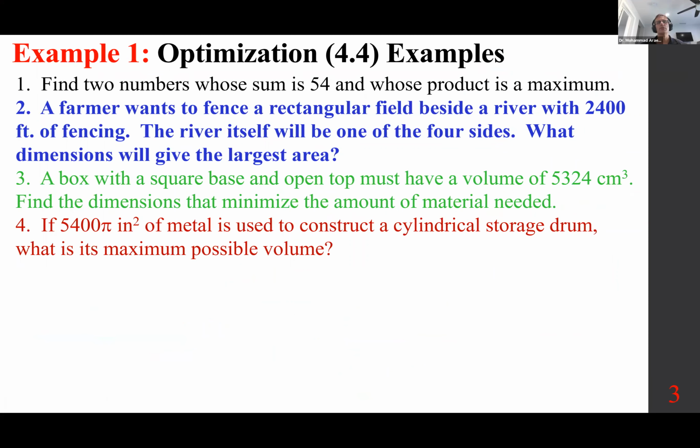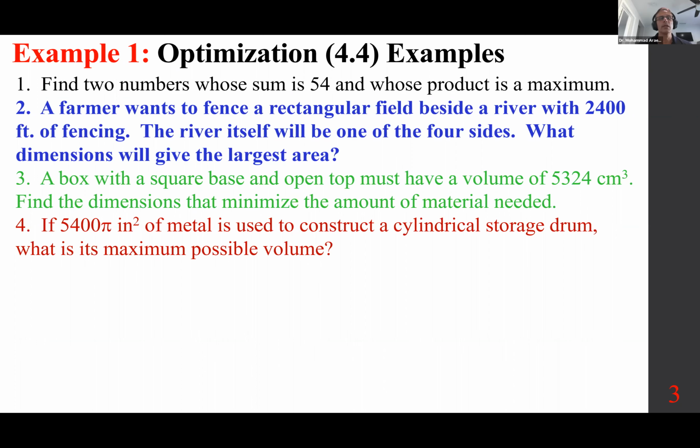These are some examples of optimization problems. Find two numbers whose sum is 54 and whose product is the maximum. Number two, a farmer wants to fence a rectangular field beside a river with 2,400 feet of fencing. The river itself will be one of the four sides. What dimensions will give the largest area?